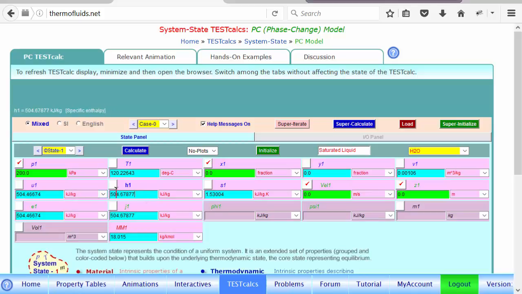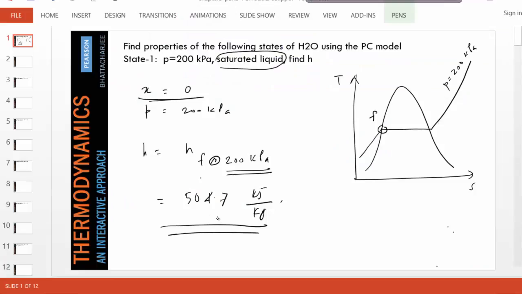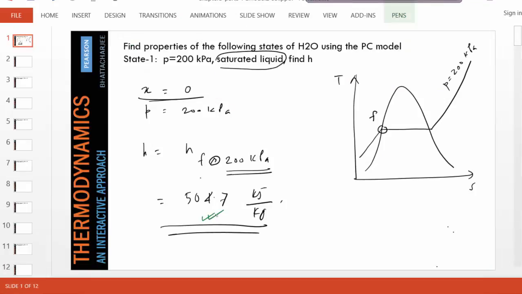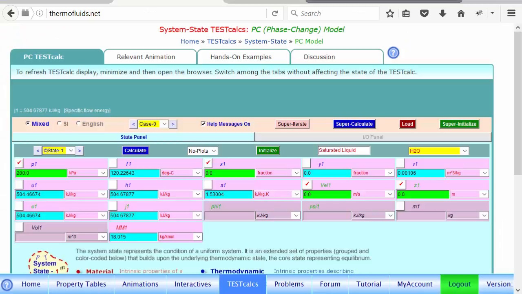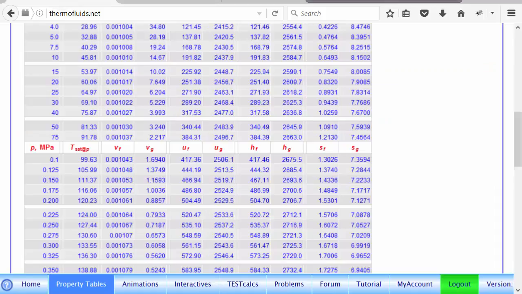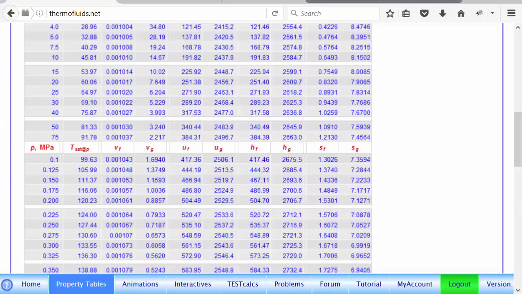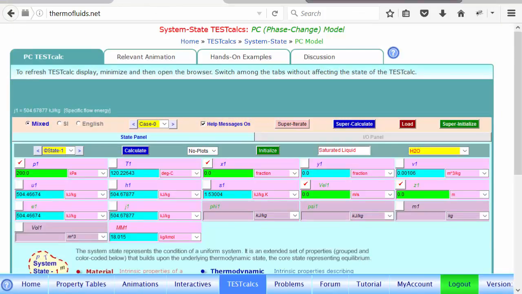As you can see, the answer is verified. 504, and we got 504 here. So we feel confident that we got it right. But just to make sure, we know from our understanding that the F point should be on the left side of the TS diagram. And sometimes a visual confirmation is a great thing.